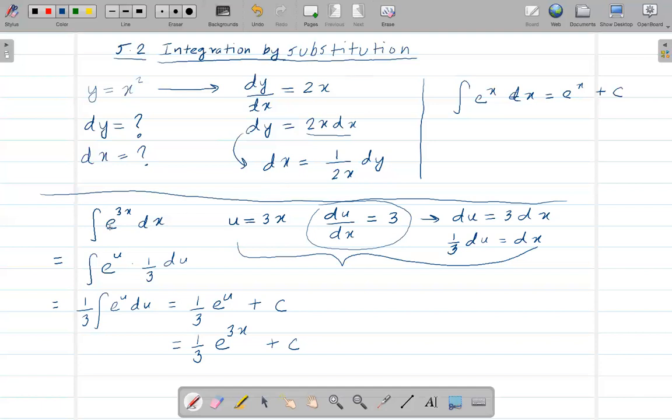Because if you try to take the integration of e to the power 3x, it's not e to the power 3x. If there is e to the power x, then it is e to the power x, right? The integration of e to the power x is e to the power x, but the integration of e to the power 3x is not e to the power 3x. It's this thing. So we need to use this whole technique to get this answer.